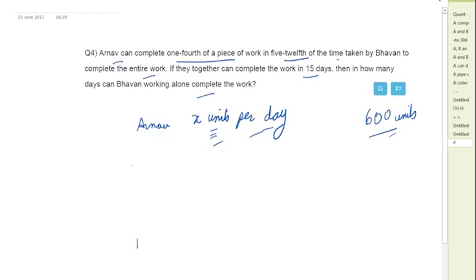So Arnav does X units. Together they do 40 units. So Bhuvan does 40 minus X units per day. Okay.